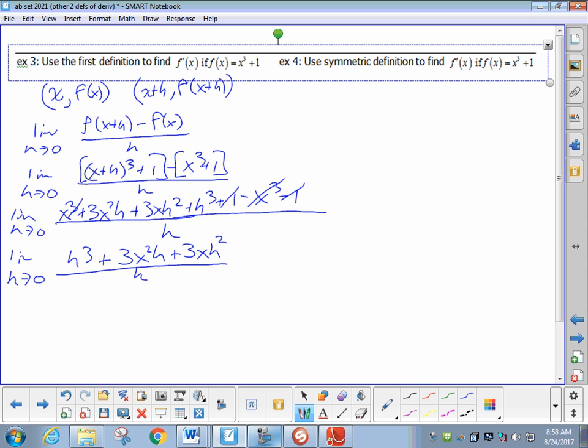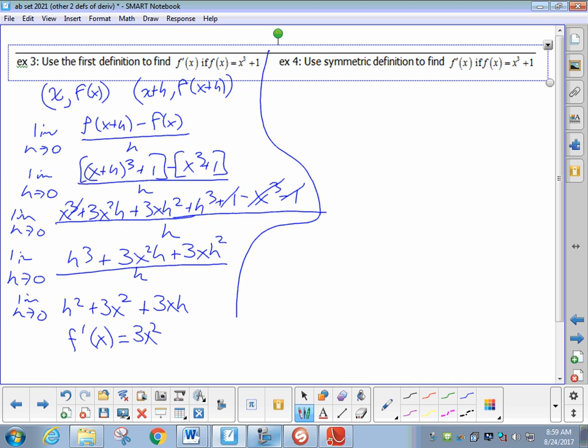okay, 0, 0, what do you do? Factor out an h. So I get h squared plus 3x squared plus 3xh, right? Okay, so as h goes to 0, I'm left with 3x squared. So f prime, did I find f prime at a number or f prime at some x? Some x. f prime of x, or the derivative, is 3x squared. Okay. That is, again, what we did yesterday, so it should look familiar.